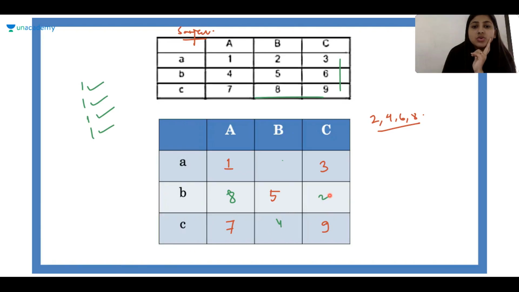4, 2, 6. 3, 2, 9, 8, 5, 2. No, 8, 5, 2 does not work. Exchange it. 2 and 6.